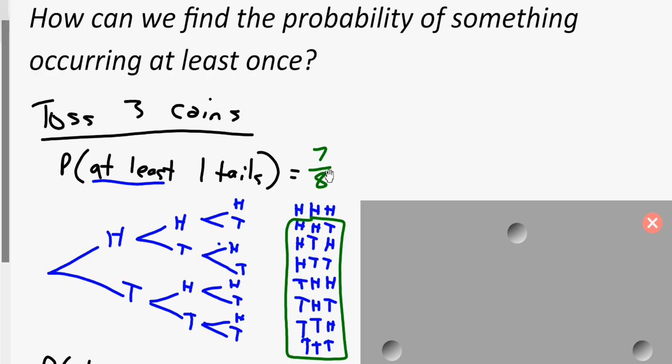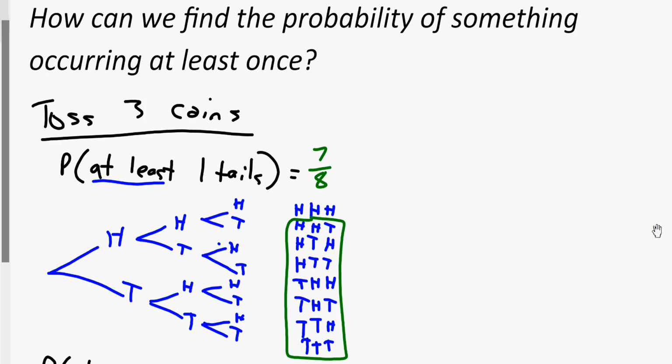Now, I maybe didn't want to do all that. There are other ways. I want you to think about the fact that this is 7/8, everything else is only 1/8. So the probability of no tails is only 1/8. So sometimes, actually most of the time, it's easier just to find everything else.